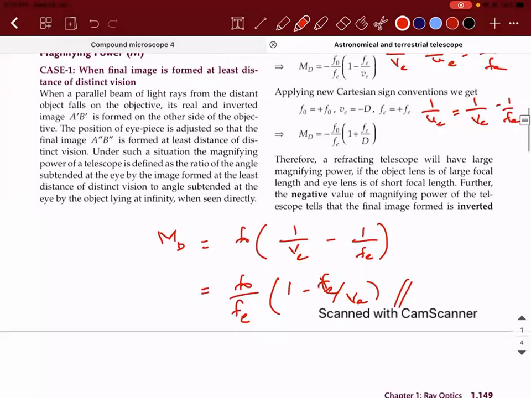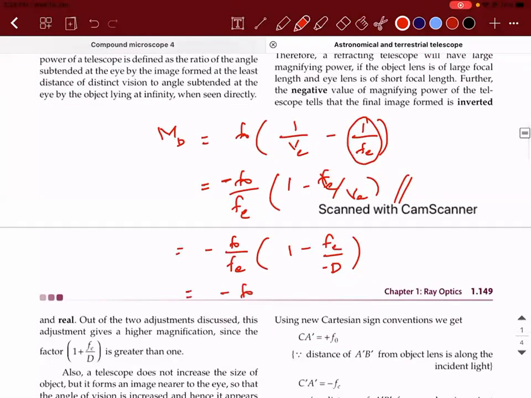Right? F naught divided by FE into 1 minus FE divided by VE with the minus sign outside, because I'm taking this 1 by FE outside with the minus sign. So minus F naught divided by FE into 1 minus FE divided by VE. So minus F naught divided by FE, I'm not disturbing. 1 minus FE divided by, where is the final image formed? The final image is formed at minus D. So you will get the answer as minus F naught divided by FE into 1 plus FE divided by D.